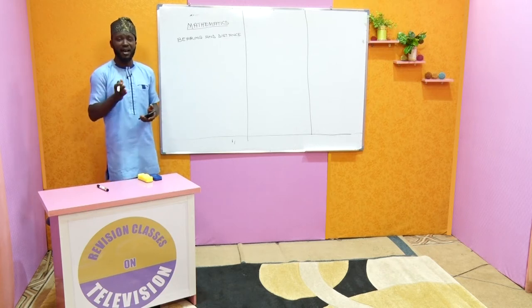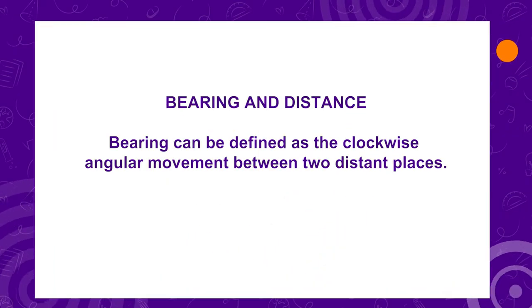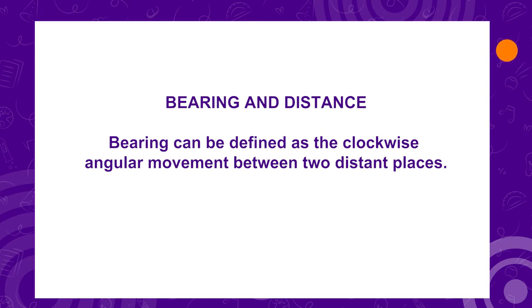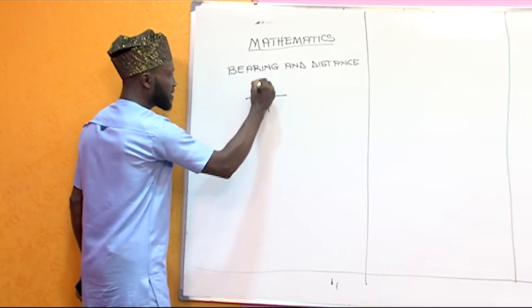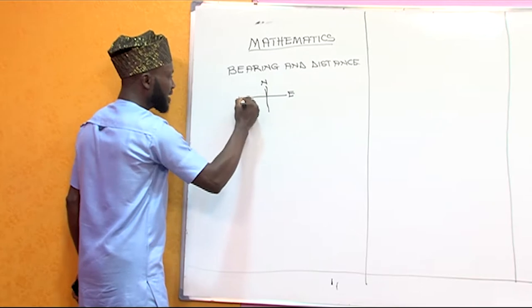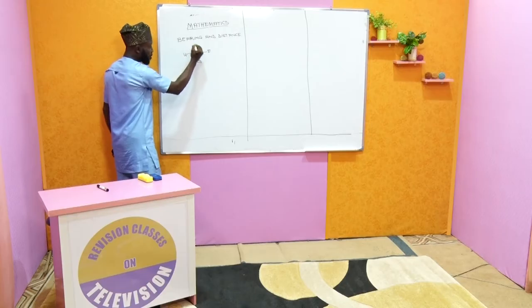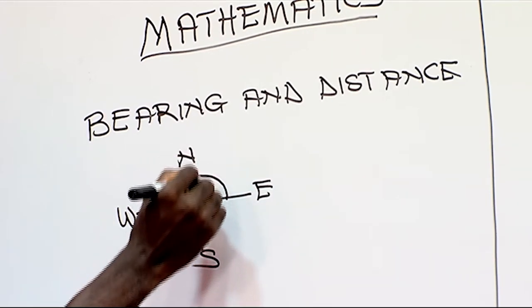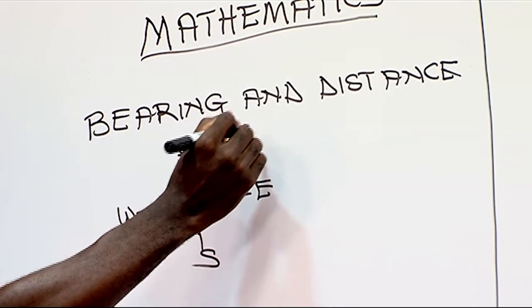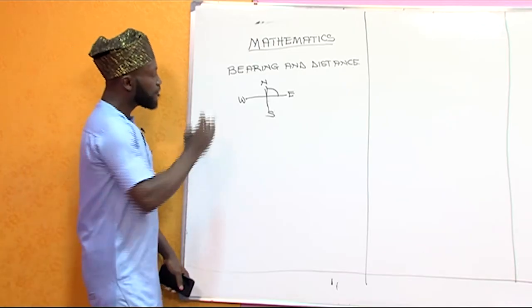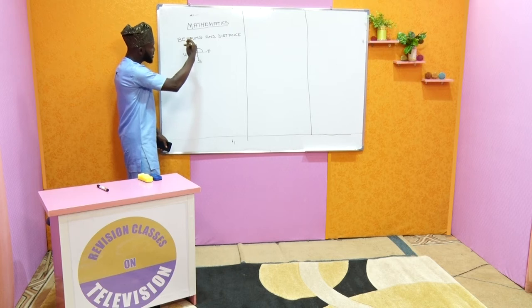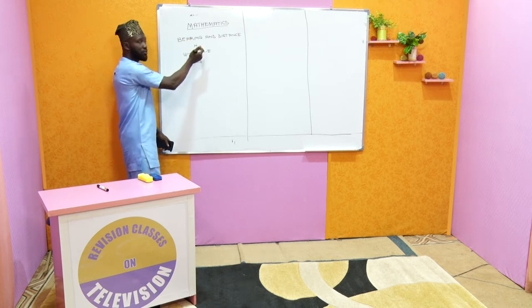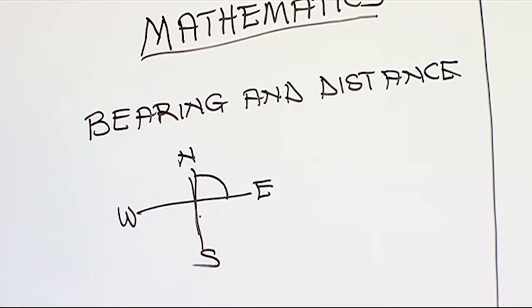Bearing can be defined as the clockwise angular movement between two distant places. What I mean by two distant places is, if you have our cardinal points, which are the north, the east, the west, and the south. Now, the clockwise angular movement from north to east, or from north to south, or from north to west is what we call what? Bearing. Which means, for a bearing to take place, the movement starts from the north, then ends at the north in clockwise movement.